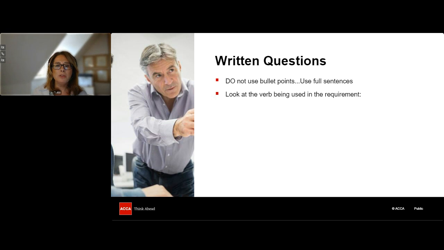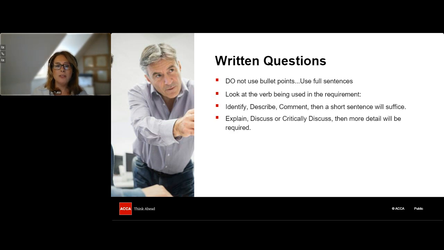Look at the verb being used in the requirement. If it says identify, describe, comment, then a short sentence will suffice. If it says explain, discuss, or critically discuss, then more detail will be required. You need to state the point, explain the point, and illustrate the point using the scenario if asked. So 1 mark is coming for stating and explaining the point in a full sentence. But if you're asked to use the scenario, then explaining the point needs to be related to the scenario, and potentially it becomes a 2 marker.